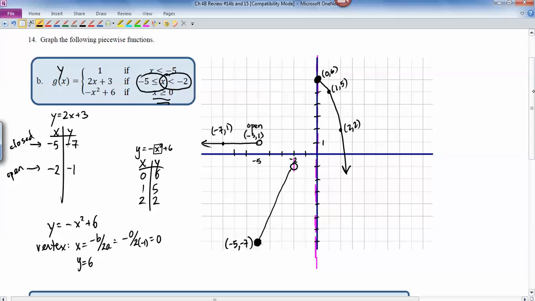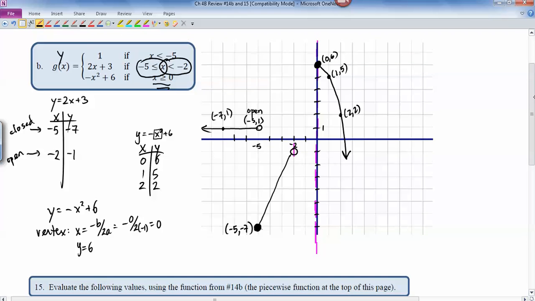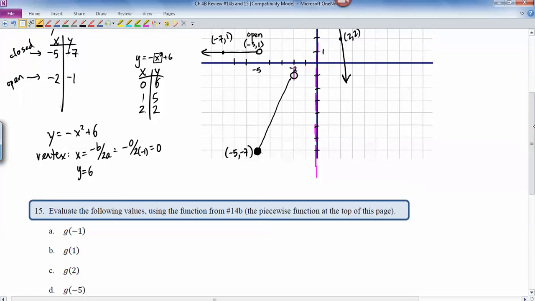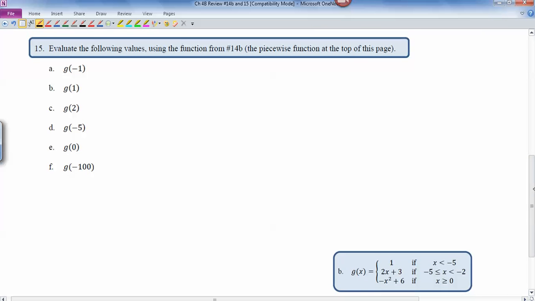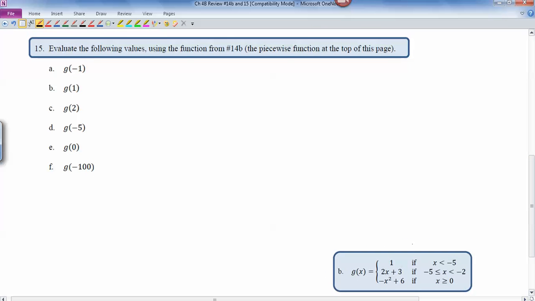Okay, so let's look at 15, which is finding the following values using that same function. Since it won't all appear on the same screen, I just recopied the function right here. So there it is. So let's look at g of -1.